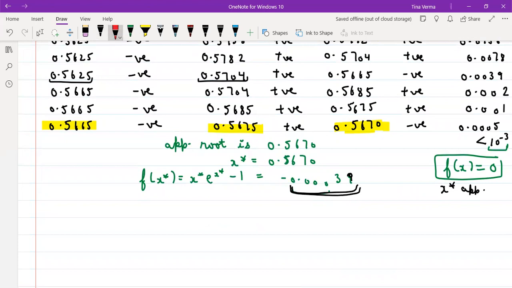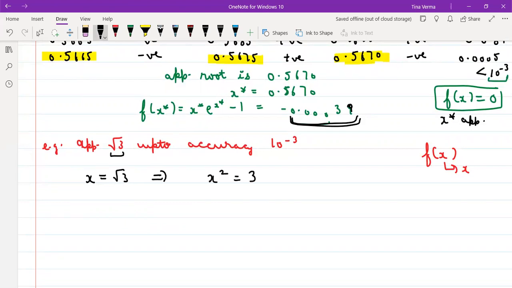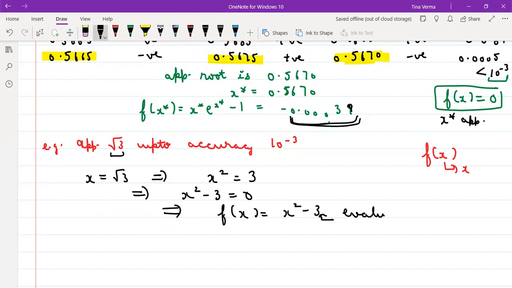You can also, when you have an example, like any given example, approximate root 3 up to accuracy 10^-3 or 10^-4. So whenever you want to find an approximate solution for root 3, you should have some function for which you have to find the value of x. Here this value is your root 3. So you want to approximate x equal to root 3. If you do the squaring on both sides, you will have x square equal to 3. That means x square minus 3 equals 0, which implies your function f of x should be x square minus 3. This you have to evaluate and solve.